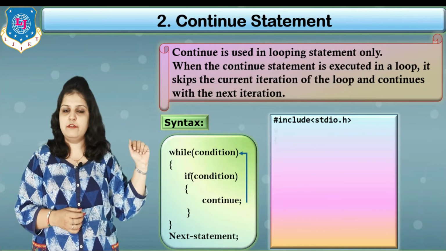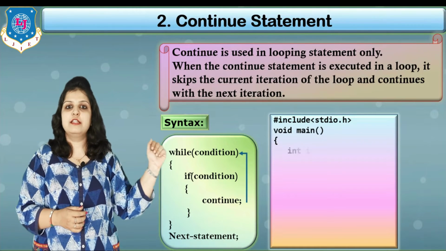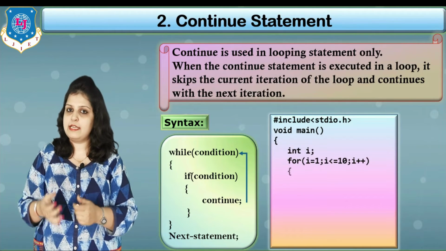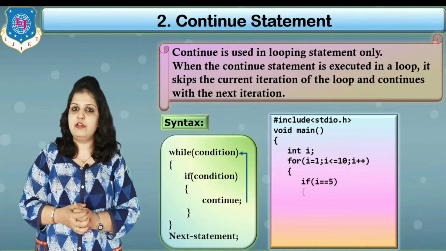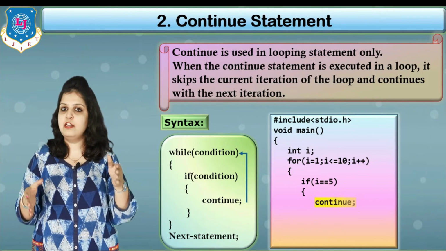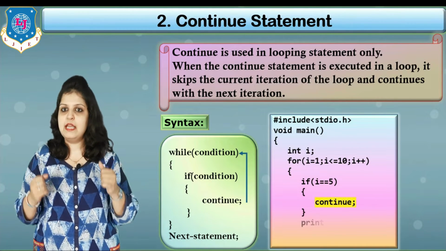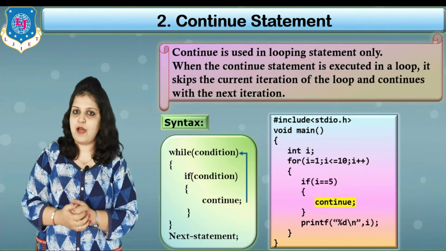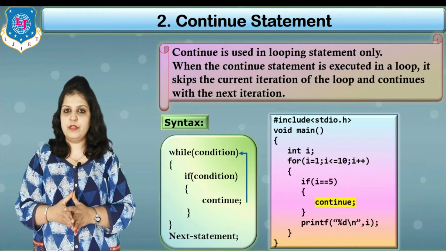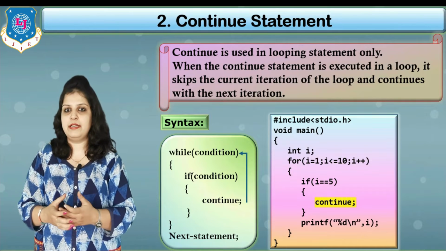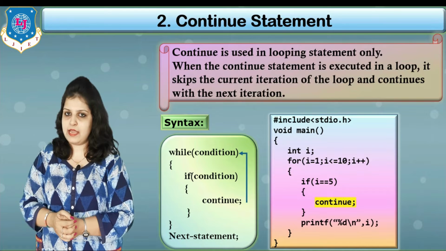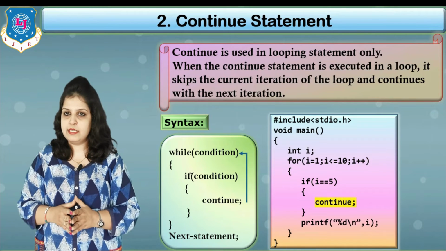So let's see the same example which we have already seen in the break statement. Include the header file, then the main function, then one variable, and the same loop that I have taken here: i is equal to 1, i less than or equal to 10. So the loop will execute 10 times, and I have written the same condition, that if i is equal to 5 then continue, but instead of break I am writing continue, and then printf the value of i.